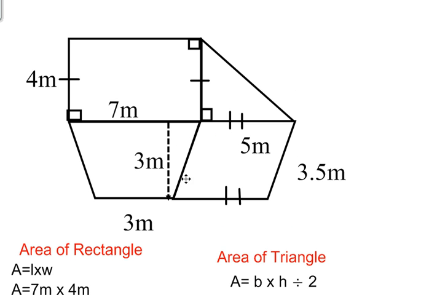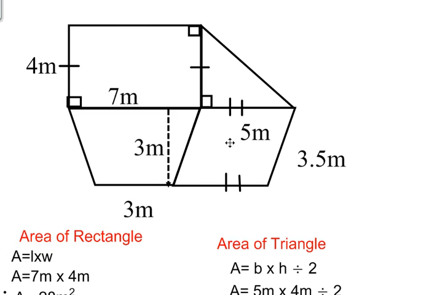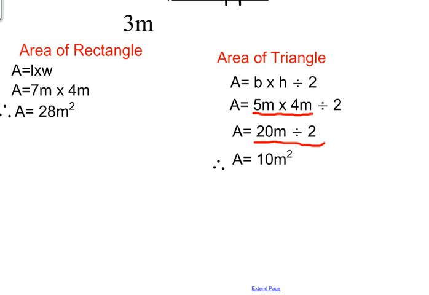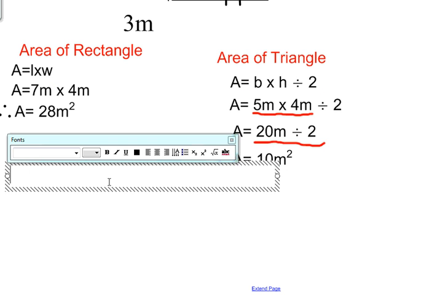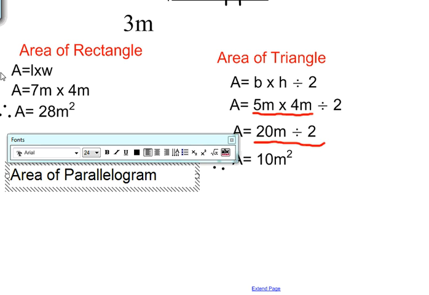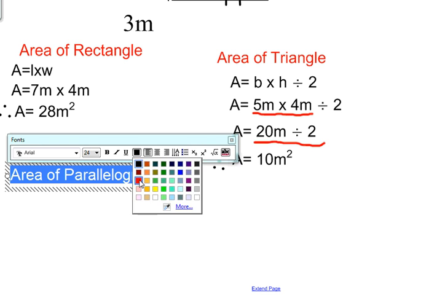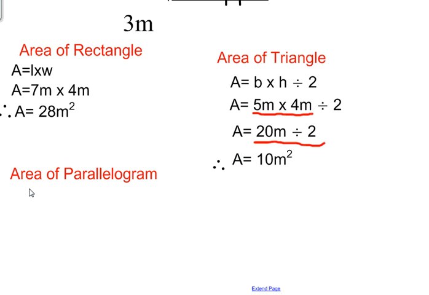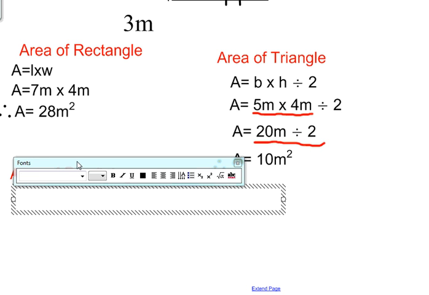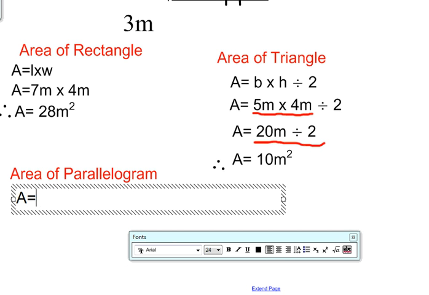Now let's figure out the area of the parallelogram. A lot of work here. Okay, so we have a problem with spelling parallelogram. Too swift today. So we have the area of the parallelogram, put in red again, a new title. Area equals base times height.